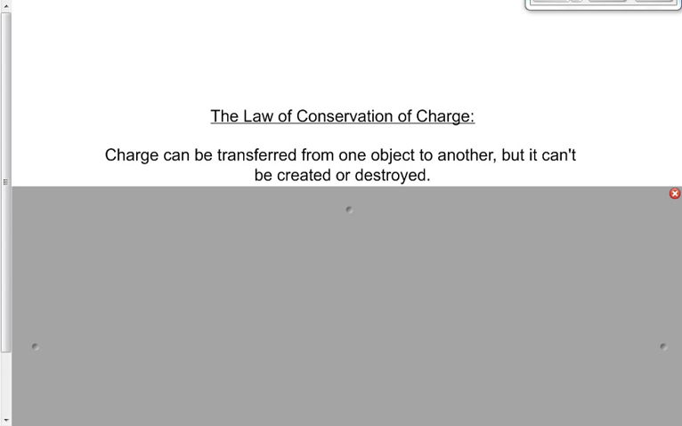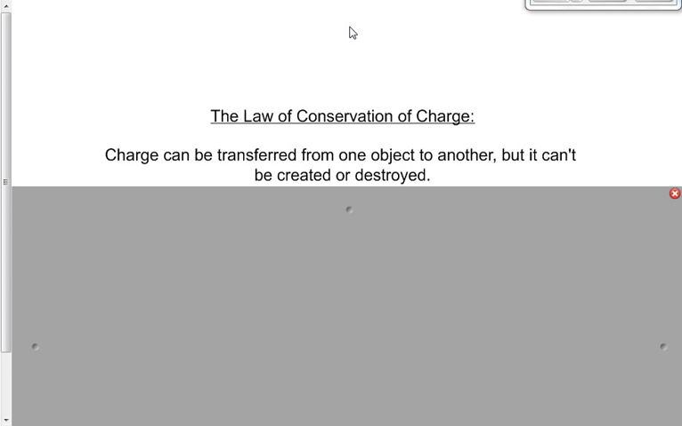You can walk across the carpet with your leather-soled shoes and touch somebody and shock them and transfer electrons from you to them. They gained charge, you lost charge, but the total amount of charge still remains the same. We didn't create anything, we didn't destroy anything, we just moved it from one place to another. Just the same as energy can be moved from one place to the other or transformed from one type to another. But it can't be destroyed, and it can't be created.